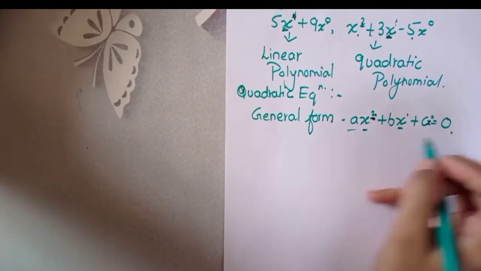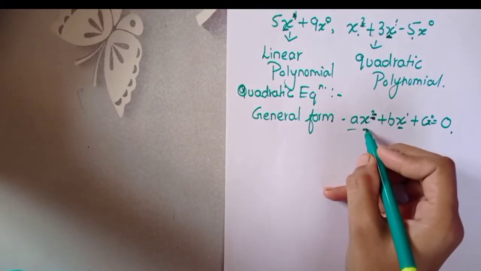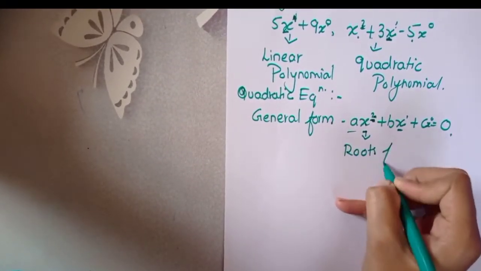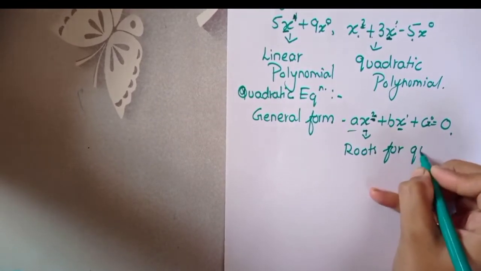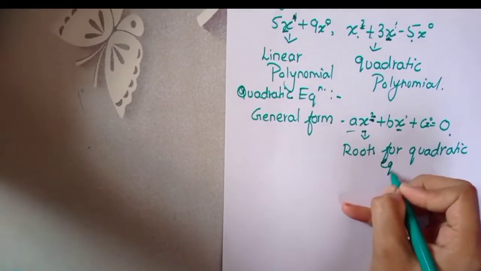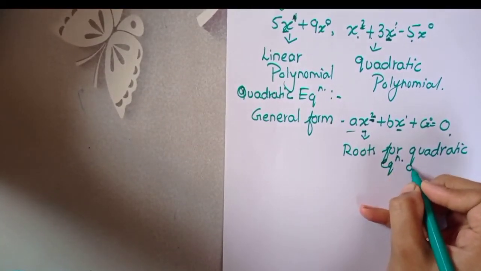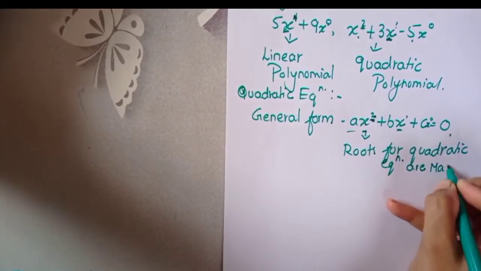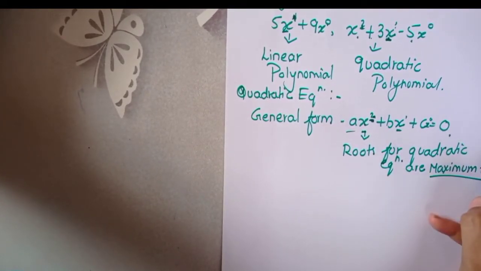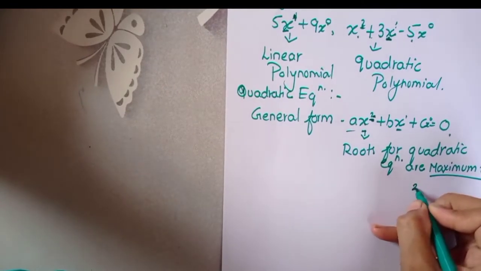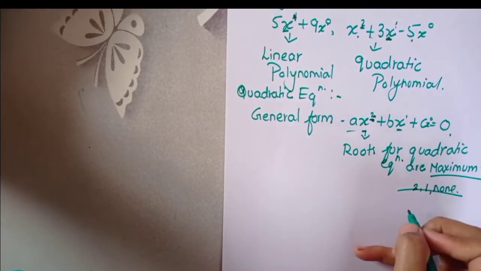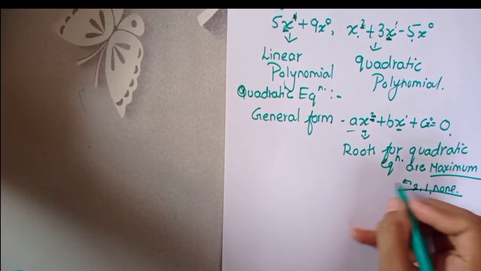Now what does this mean? It means that the roots of a quadratic equation are maximum 2. What is meant by maximum 2? There may be 2 or 1 or none, but the number of roots will not exceed 2.